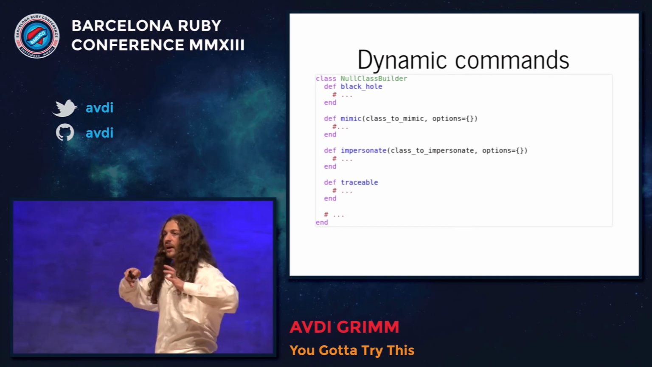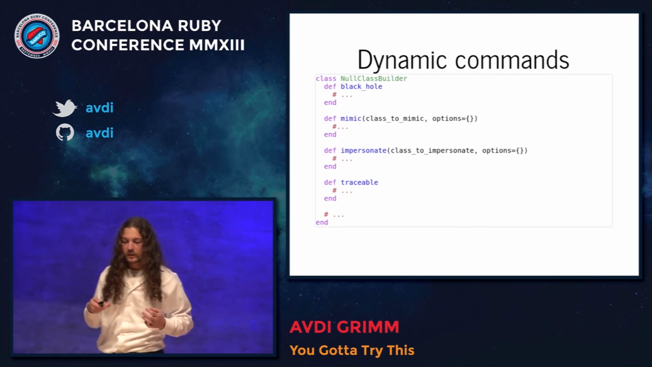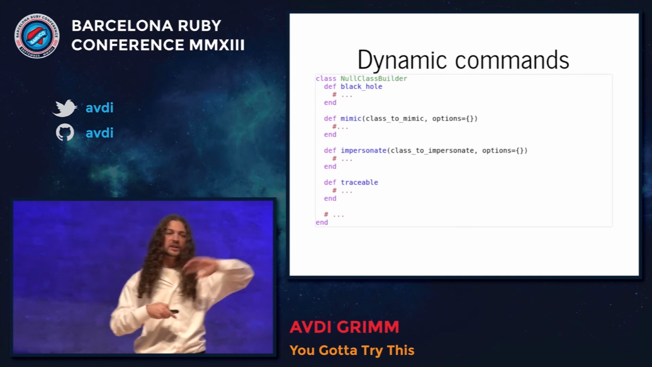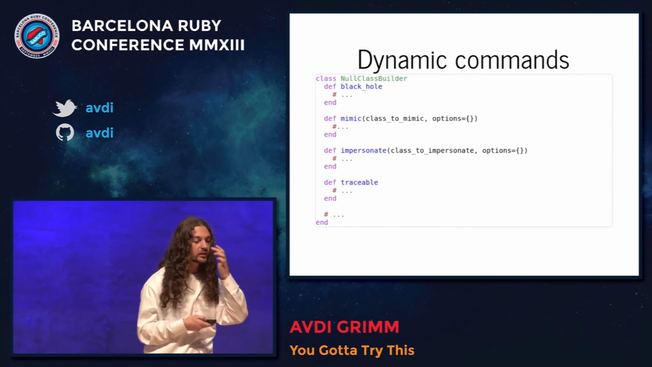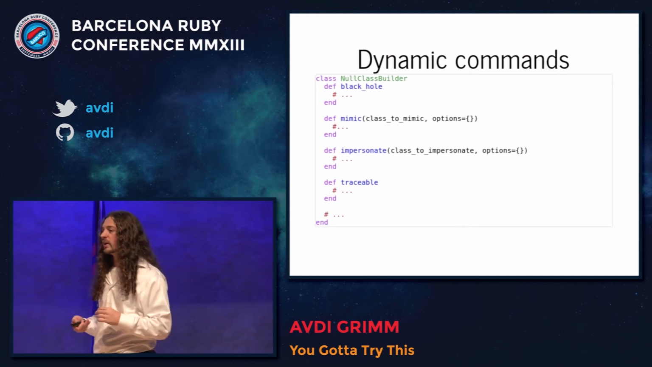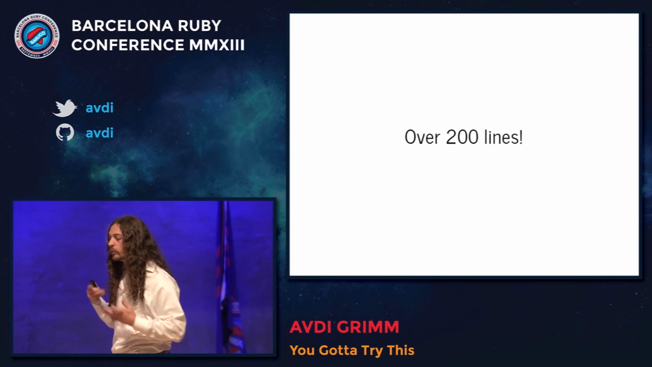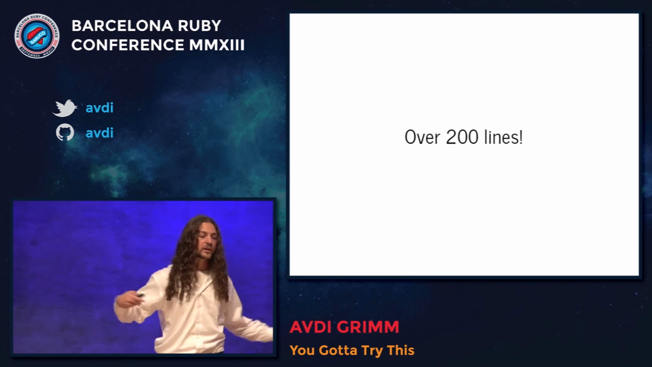So as you've seen, we have these various operations that we can do on the class that we're building, like black hole and mimic, and they all make changes to the class that we're building. And I had a bunch of these operations, and I was stuffing them all in a class called NullClassBuilder. And as I created more and more of these, this got to be a pretty big class. It got to be over 200 lines long, which for me is kind of a warning bell that says maybe I should start refactoring this out.